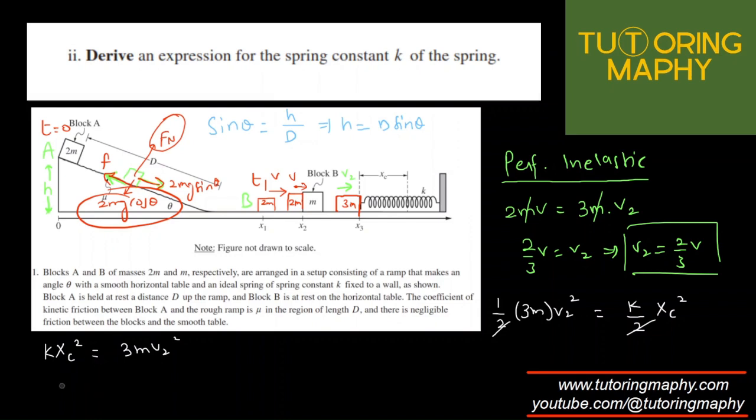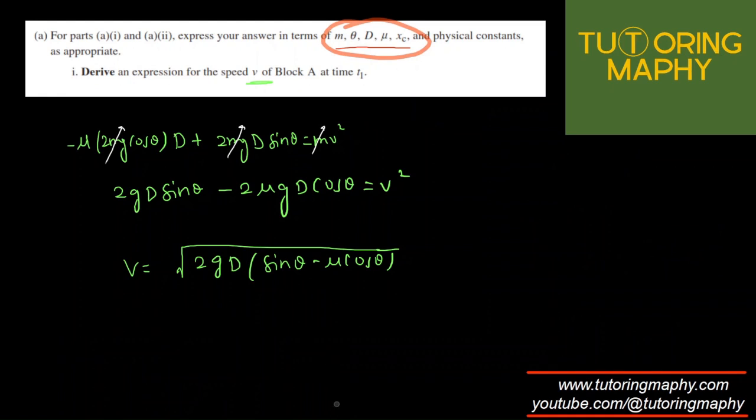What do we have to find? We have to find spring constant K. So K is 3m over xc square times v2 square. Now what is v2 square? v2 square will obviously be the square of this one. So what is the square of 2 over 3 v? That's going to be 4 over 9 times v square, right? Okay, 3 times 3 is 9. So we have, this is cancelled. So K is 4m over 3 x sub c square times v square.